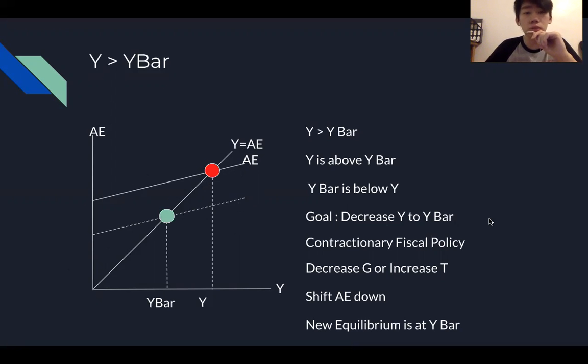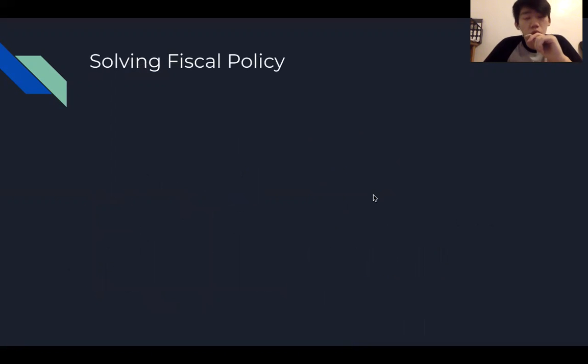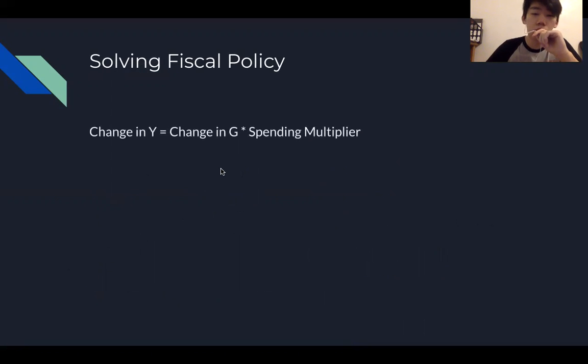So next up, let's do just a couple examples. When solving fiscal policy, you want to look at the change in Y. The change in Y is how much you want to change. Do I want to increase Y by 500 or decrease Y by like 200? The change in G is just how much we're changing. So if the change in G is $20, then it's $20. Sometimes we either have to find the change in Y or the change in G. And then the spending multiplier, and then the change in Y is equal to change in G times the tax multiplier.